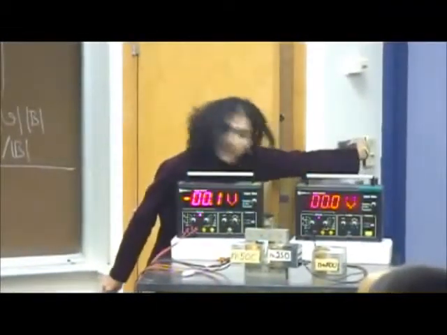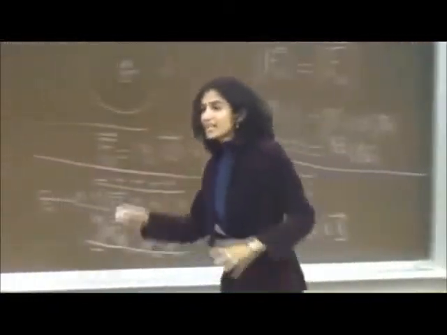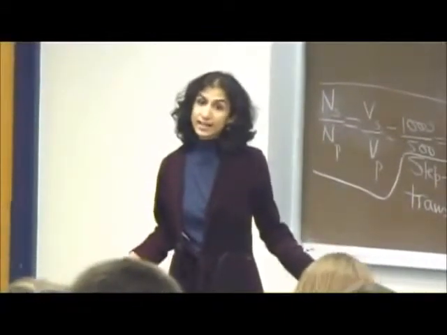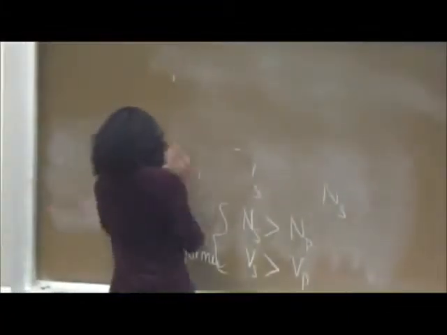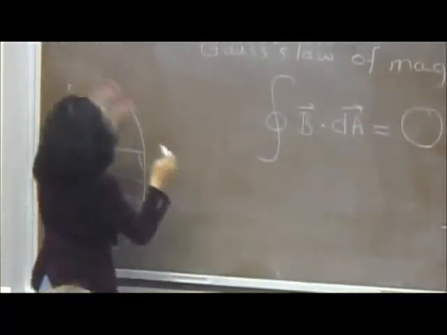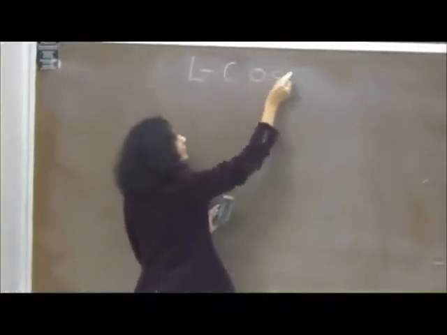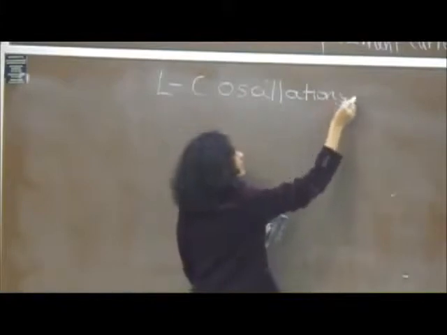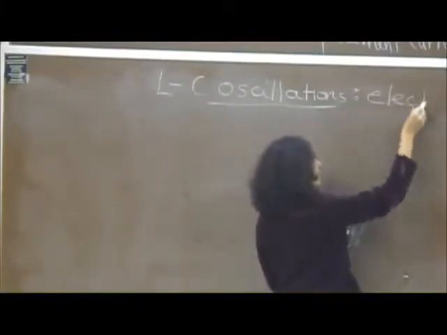In fact, there is an exact analogy. This is one problem in which there is an exact analogy between the mass and spring system for simple harmonic motion that you have seen a long time ago, and capacitors and inductors. So a circuit with a capacitor and inductor. Let's discuss this in greater detail. So we are talking about LC oscillation, and I'll tell you this electrical-mechanical analogy.